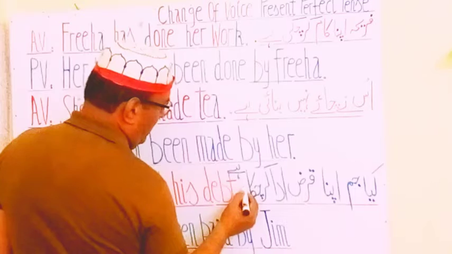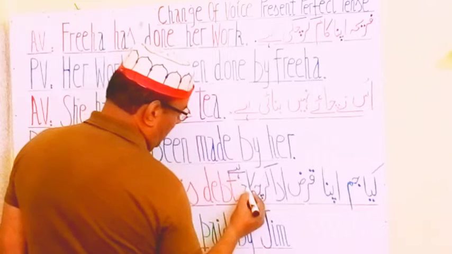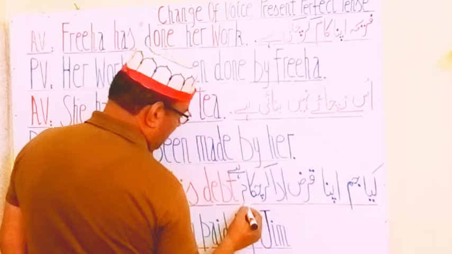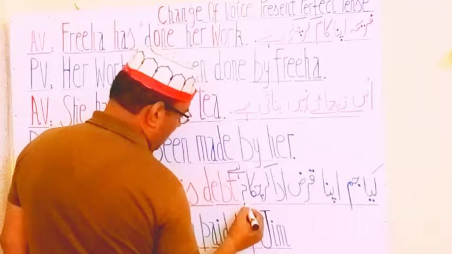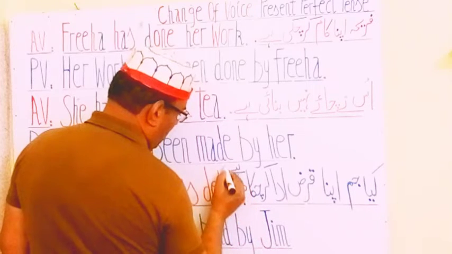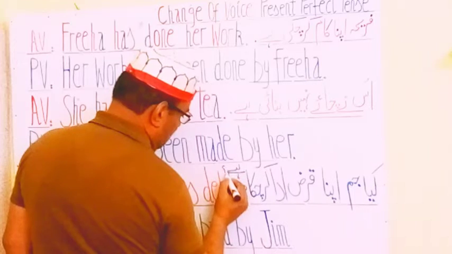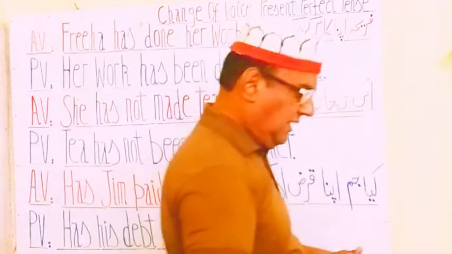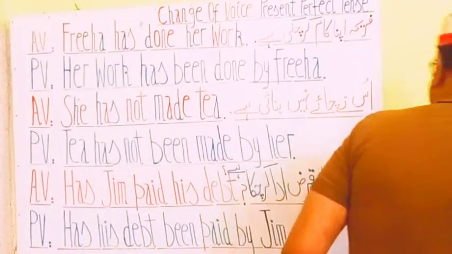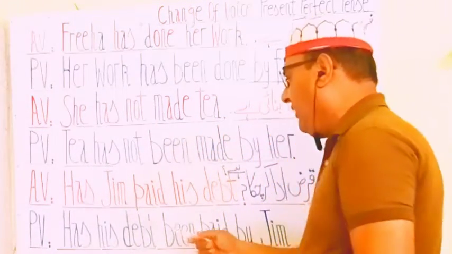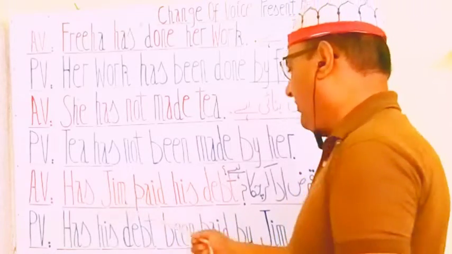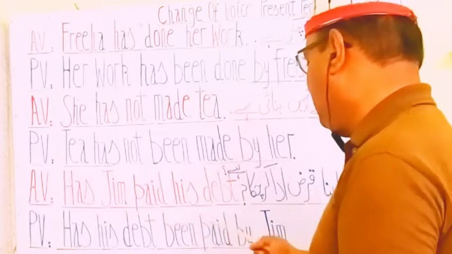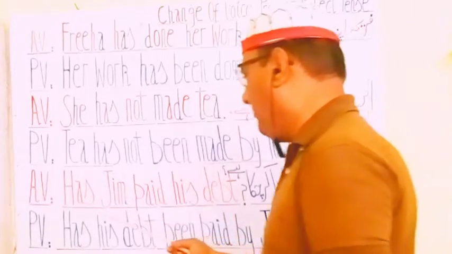We have to write here question here. Has Jim paid his debt? क्या जिम अपना कर्ज अदा कर चुका है? This is an interrogative sentence in a present perfect tense. In a present perfect tense, this is an interrogative statement.